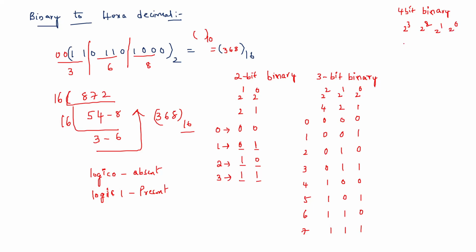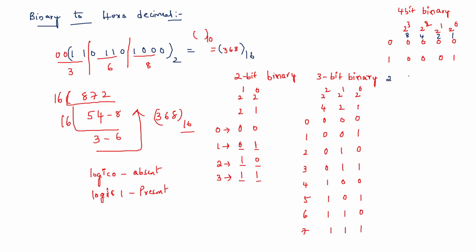Okay, so 0 means all are zeros: 0, 0, 0, 0. 1 means 0, 0, 0, 1. Only the 2 power 0 value is present, because 2 power 0 means 1, right? Here 2 power 0 value is 1 and 2 power 1 is 2, 2 power 2 is 4, and 2 power 3 means 8. That is the binary number system, called the 8421 code.